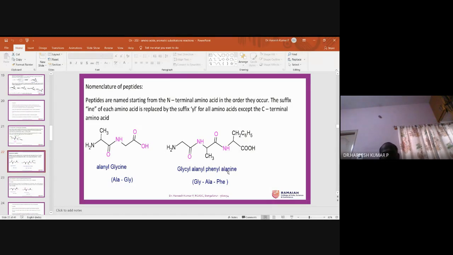So this is about the nomenclature, how the dipeptide is formed, the N-terminal end and C-terminal end, and methods of preparation of amino acids. Maybe what I will do, up to this, if you have any doubt, you can ask me. Otherwise, maybe in the next class, I will continue the remaining part.